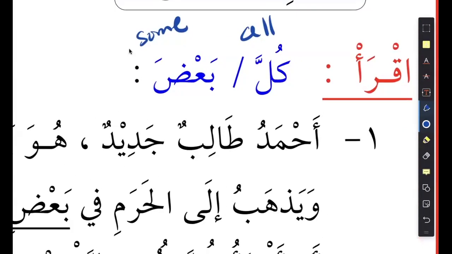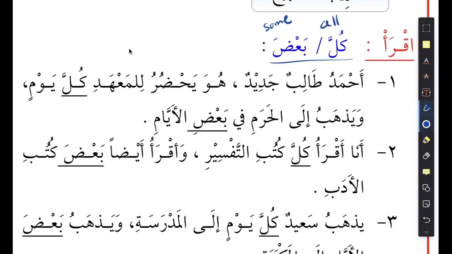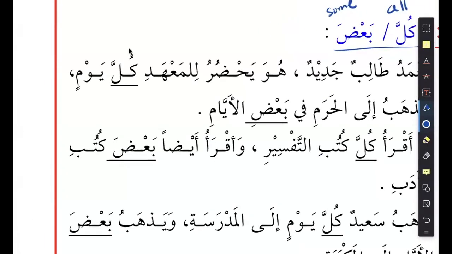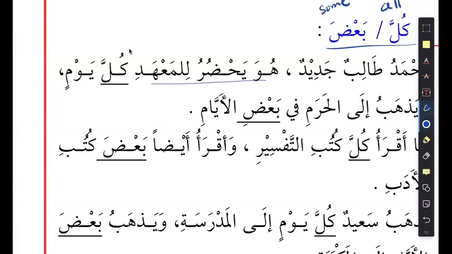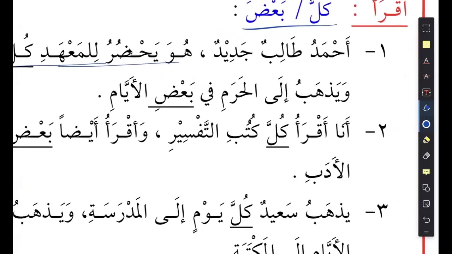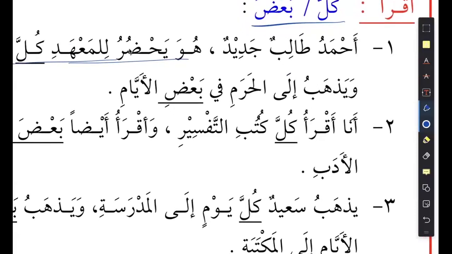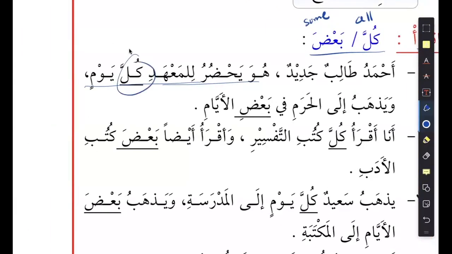Sometimes كل can be by itself, like I read كل منها. So you can separate it from the idafa, but by and large, most of the time you'll get them as idafa. أحمد طالب جديد, Ahmed is a new student. هو يحضر للمعهد كل يوم, so he attends the institution every day. ويذهب إلى الحرم في بعض الأيام, and he goes to the Masjid al-Haram some days. Okay, so they are trying to show you the usage of كل and بعض.